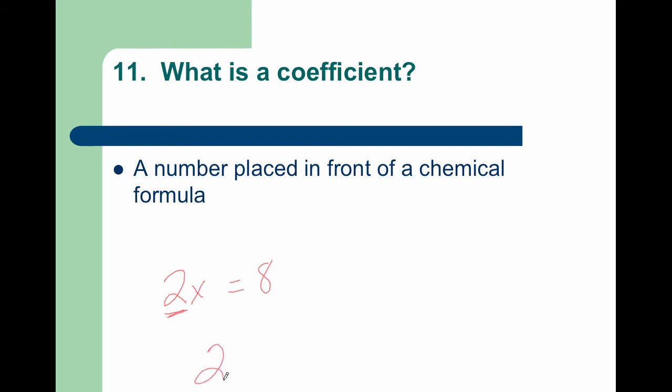So if I put a 2 in front of H2O, this coefficient means that I have 2 water molecules. Okay, so a coefficient tells you how many molecules you have. So if you put a coefficient in front of a formula like H2O, it tells you how many water molecules you have.